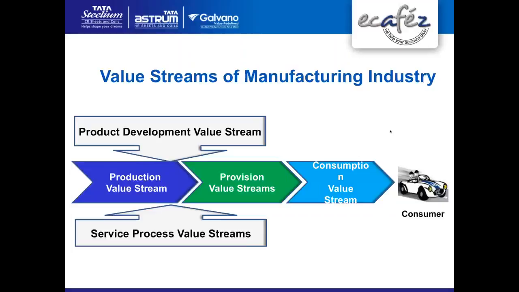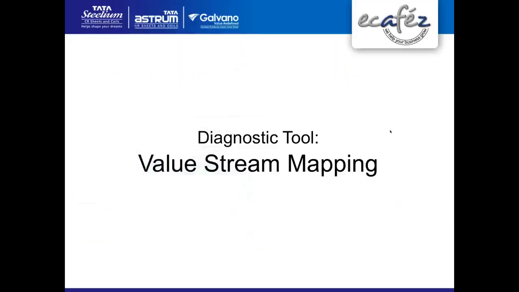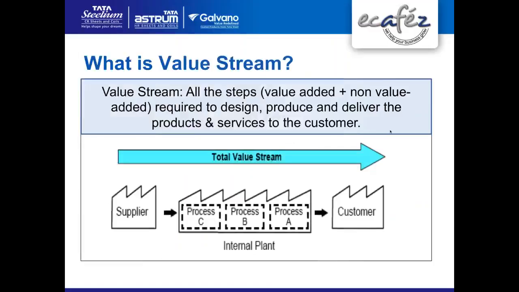So the various value streams can be created, and each value stream has to be continuously improved. It is not just production. All supporting value streams must be strengthened continuously to support the value stream. The diagnostic tool I mentioned earlier, value stream mapping, is one of the very famous tools, which tries to find out where the constraint is that is causing the waste.